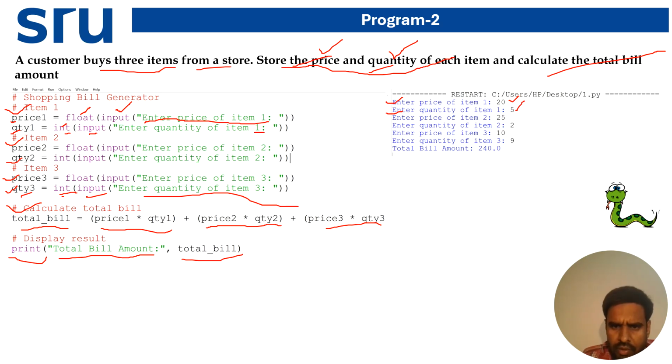So I have taken the quantity of item 1 as 5, with a price of 20. For item 2, enter the price and the quantity. The price is 25 and I have taken a quantity of 2. Now enter the price of item 3, 10, and the quantity is 90. After taking all the sums, the total bill amount is coming 240. So this is how we are going to calculate the total bill.